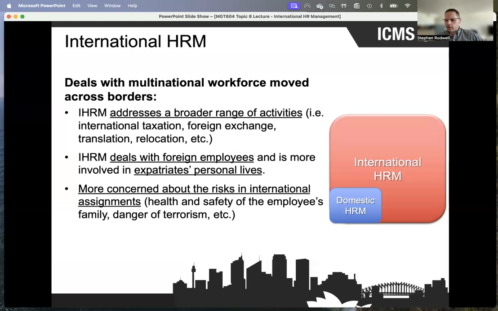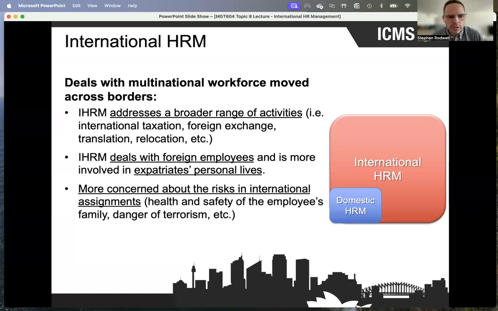Again, it's optional. A lot of this stuff is optional. It's saying that we can help you, for example, help your partner find a job. We can help you find a school for your children. We can provide you with a support mechanism. We can help you find a property to live. Those sort of activities that we wouldn't usually do for a domestic staff member, we can do for an international staff member because we want to increase that likelihood of success.